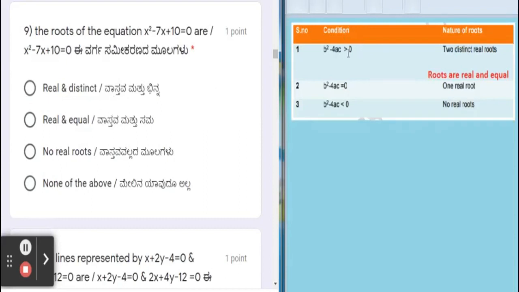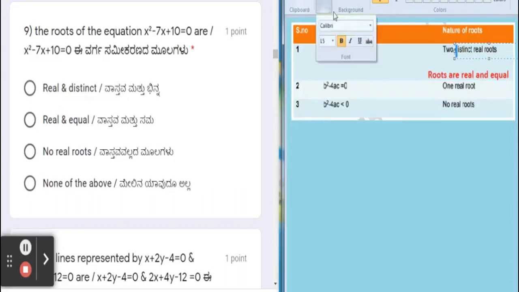If b square minus 4ac is some positive number, greater than 0, then the roots are real and distinct. Different or distinct is one and the same, students. Next, if b square minus 4ac is exactly equal to 0, then the roots are real and equal. If b square minus 4ac is a negative number, then the roots are not real, no real roots.